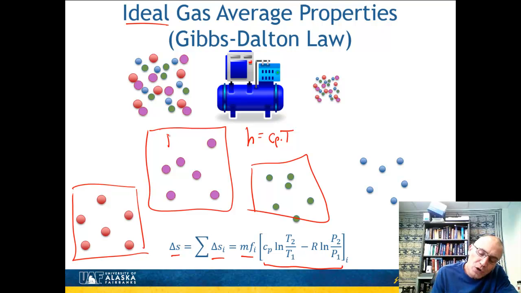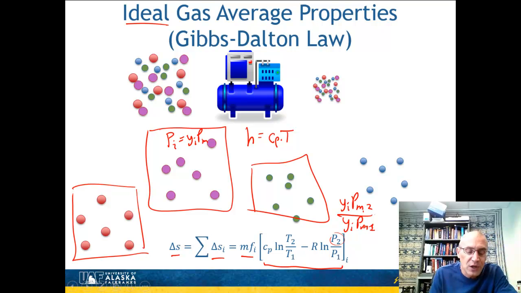Note that these pressures over here are partial pressures. So for example, that would be P sub i of the purple. And for an ideal gas, that's going to be y sub i P of the mixture. And so each one of these pressures down here should be y sub i P of the mixture 2, and this would be y sub i P of the mixture 1. All right, so they're actually smaller values. Now, in this case, for ideal gases, those are going to cancel and you end up with the same value.